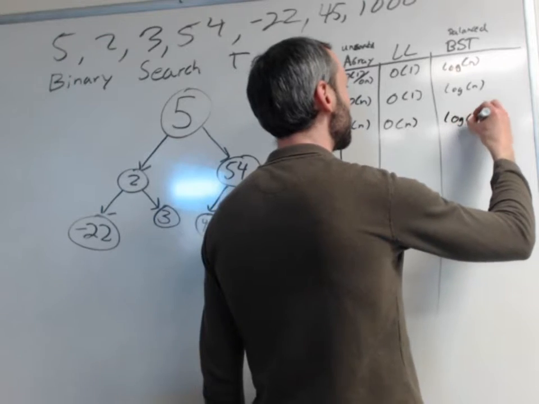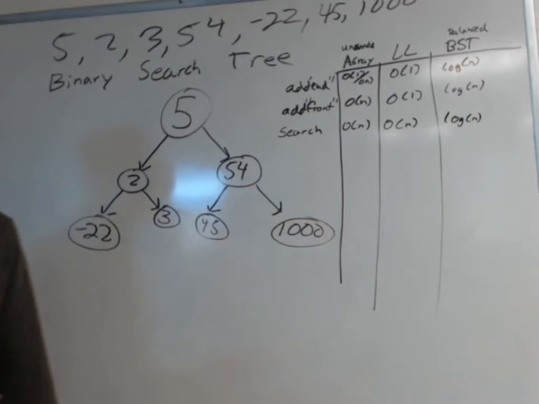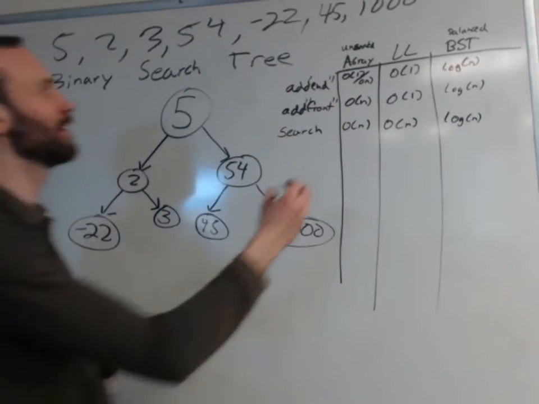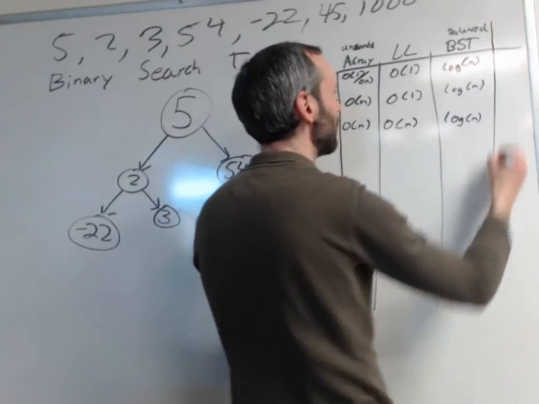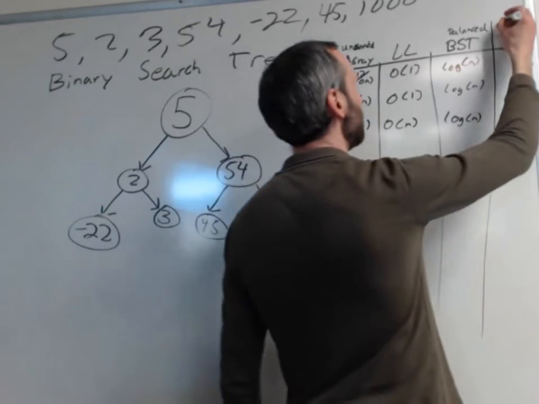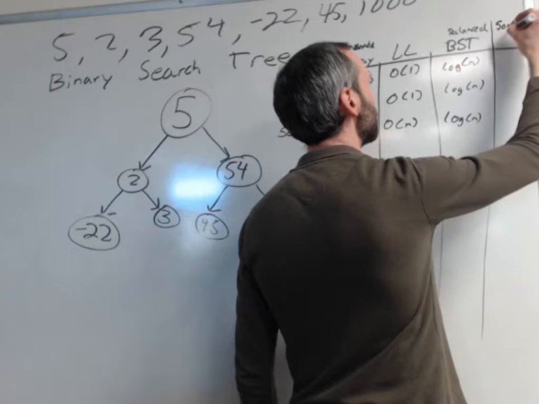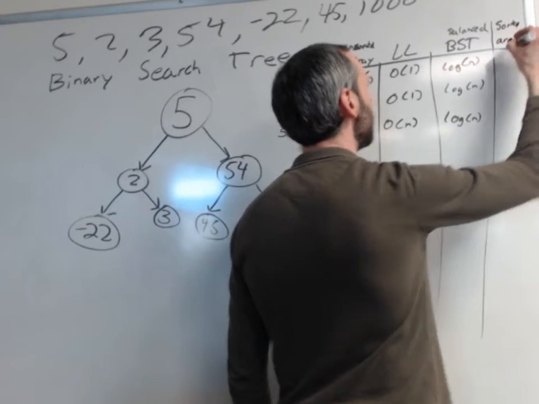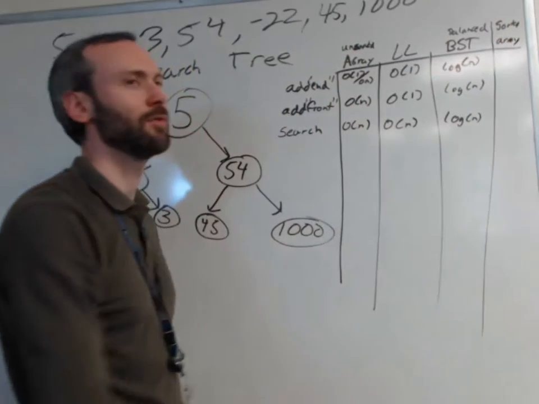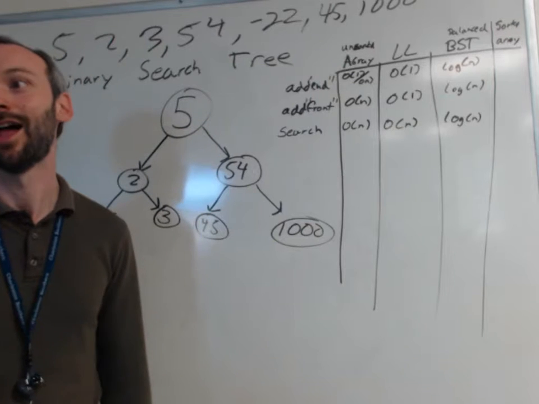Have you found the pattern with the binary search tree yet? Yeah. Okay, Eli put out a good point. I forgot to put a sorted array here, so let's go look at that. When you add to a sorted array, what is it?